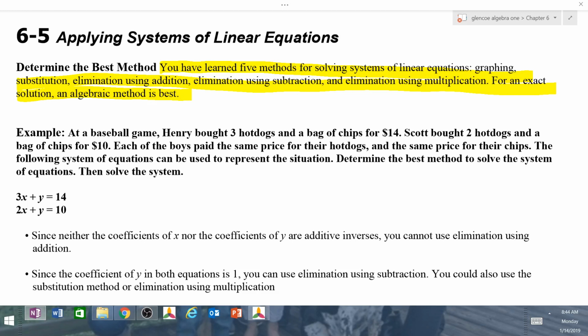It says, at a baseball game, Henry bought 3 hot dogs and a bag of chips for $14. So basically, a lot of times when I do these problems, I use the first initial of the word. So I would probably use H instead of X, and I would use C instead of Y. But the choice is yours. Scott bought 2 hot dogs and a bag of chips for $10. Each of the boys paid the same price for the hot dogs, and they paid the same price for their chips. How much was the hot dogs and how much were the chips?